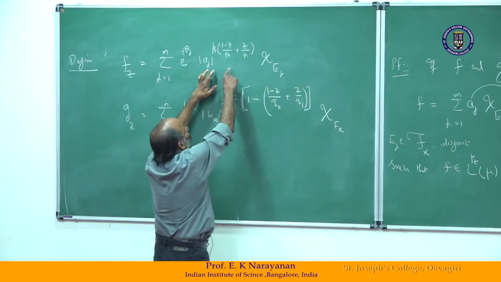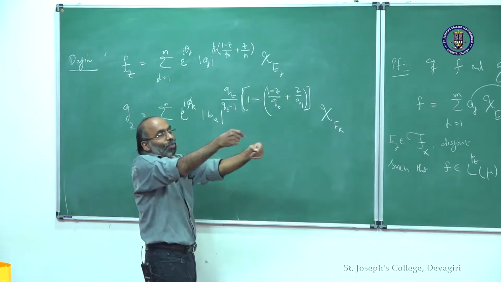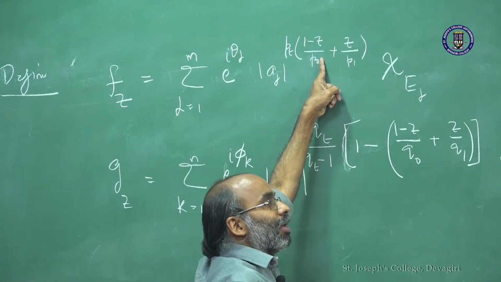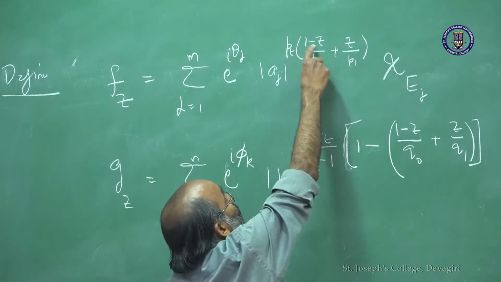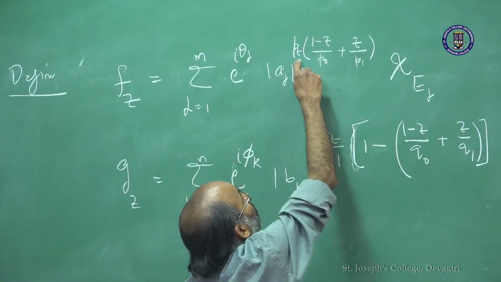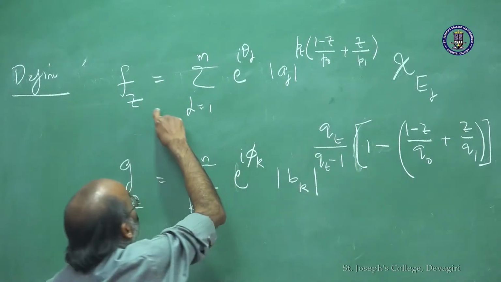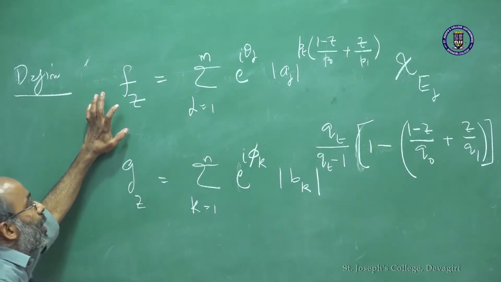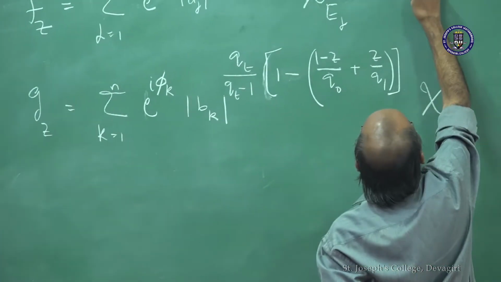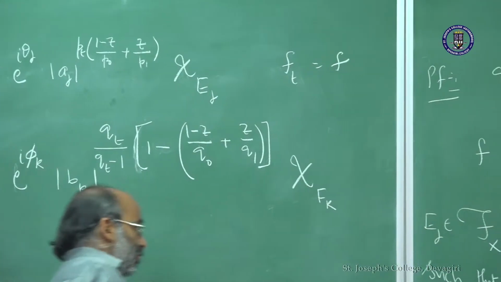By now you should be familiar with this, right? 1 minus z by p_0 plus z by p_1. If I put z equal to t, what will I get? 1 minus t by p_0 plus t by p_1, that is 1 by p_t. 1 by p_t will get cancelled. So I have mod a_j, this, this and f. So at the point t, f_z is f, okay? So f_t is my function f there.